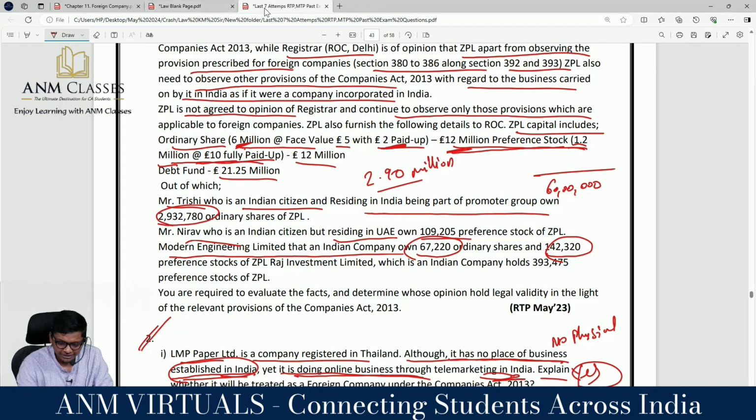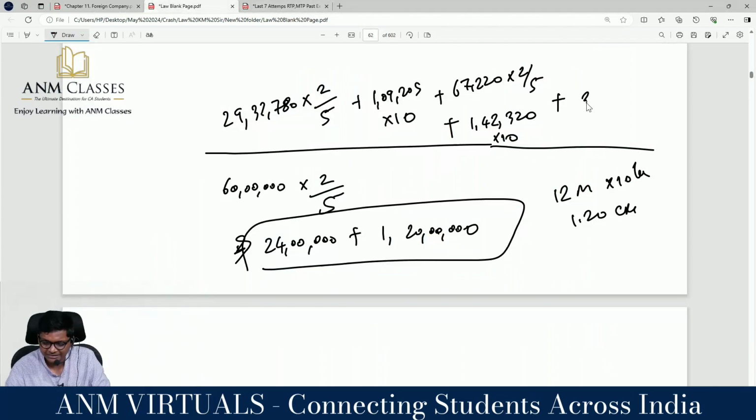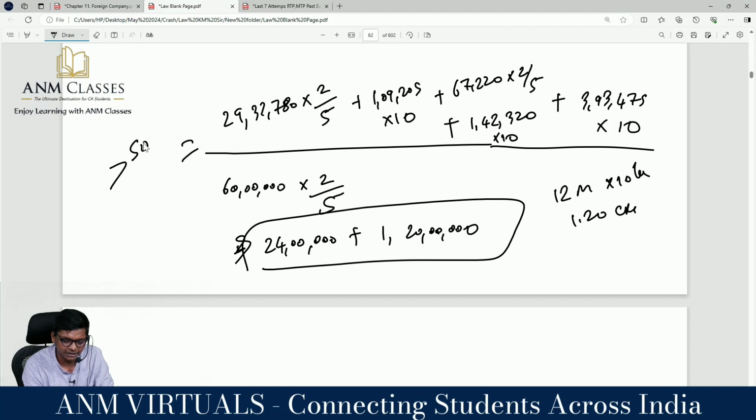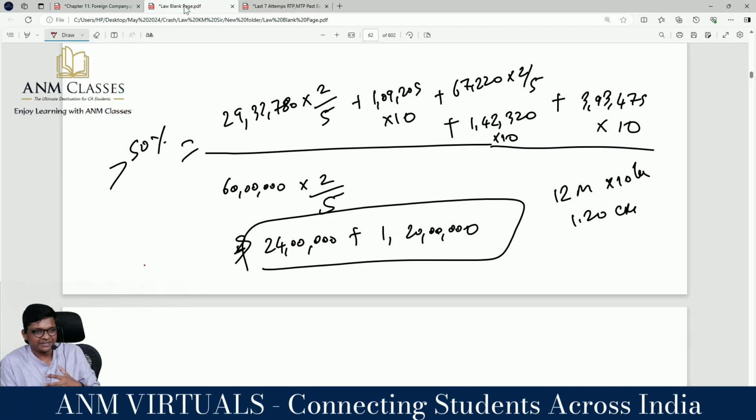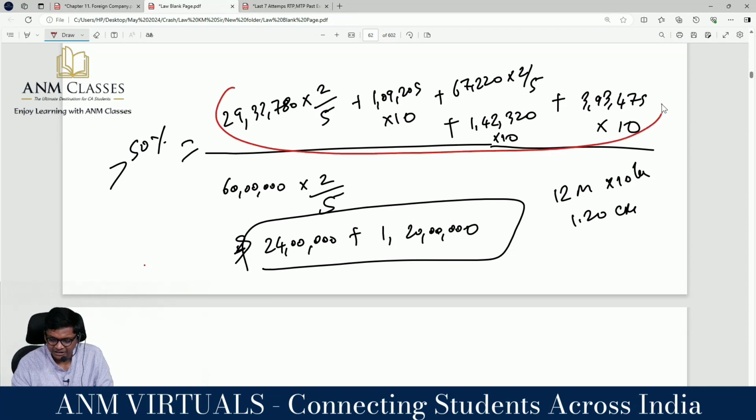Plus I am adding all the Indian company. Preference shares of Raj Investments, an Indian company, owns 3,93,475, so plus 3,93,475 into 10. You divide this, see if it's more than 50%. I will again explain how to do it easy. Don't expect such a complicated question. It's a final question, guys. You need to do all these additions.